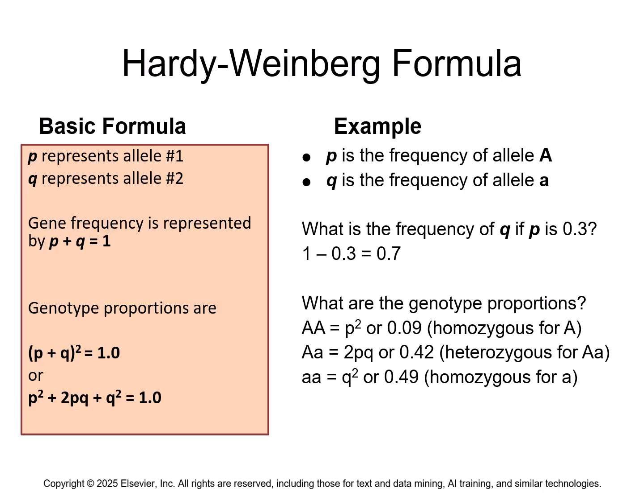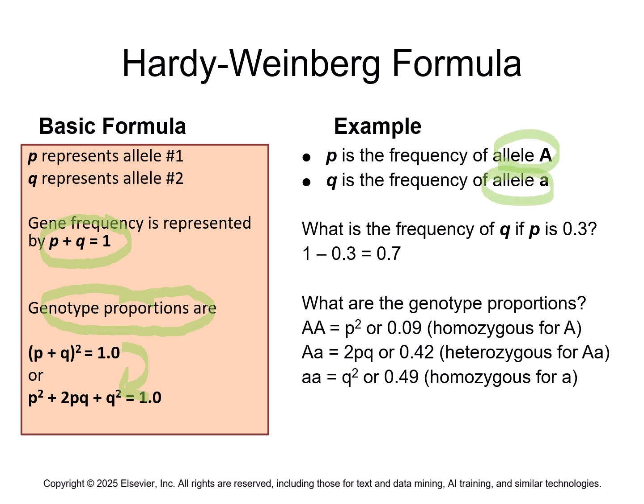Now, the Hardy-Weinberg formula is used for Mendelian inheritance patterns, where you have 2 different alleles. P represents allele number 1, and Q represents allele number 2. The gene frequency is expressed by the equation P plus Q equals 1. The genotype proportions are listed here. So P plus Q squared equals 1. You can just rearrange your equation by using basic algebra, where P squared plus 2PQ plus Q squared equals 1. So in this example, P is the frequency of allele A, and Q is the frequency of allele small a.